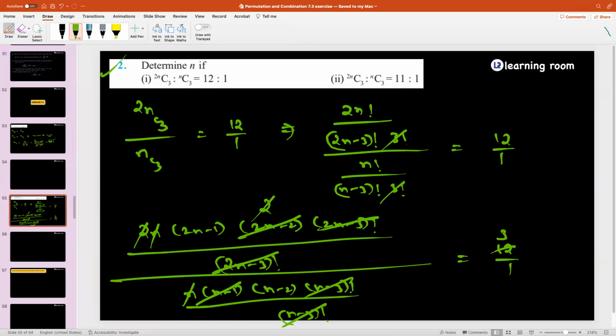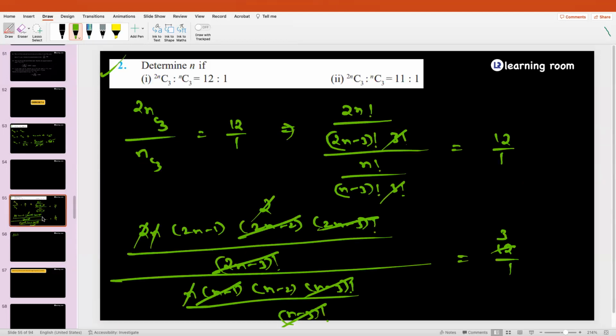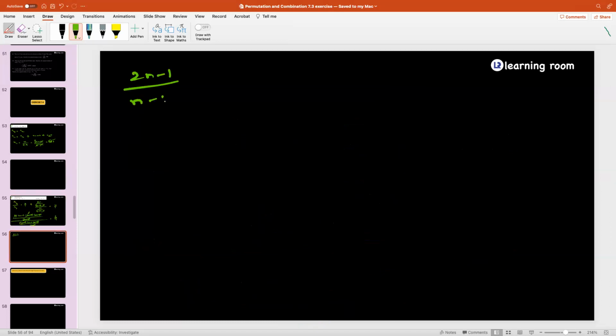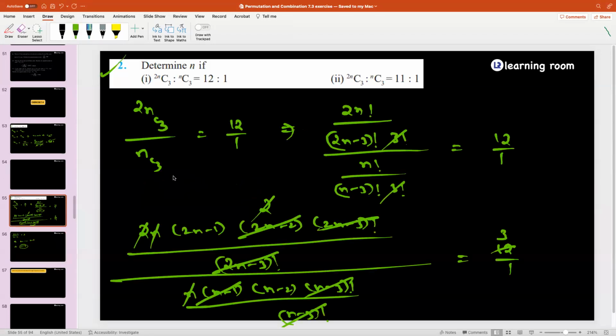2n minus 1 divided by n minus 2 is equal to 3, which implies 2n minus 1 is equal to 3n minus 6, which implies n is equal to 5. Right? N is equal to 5.